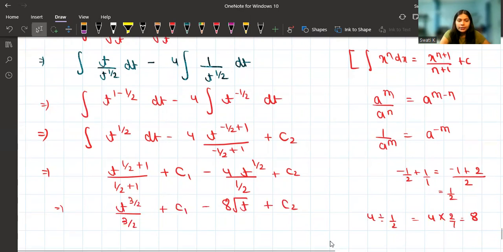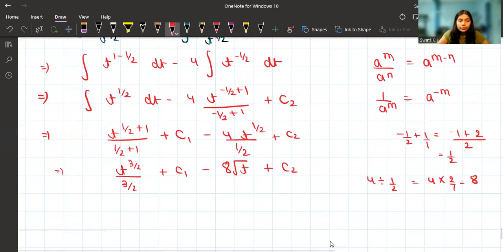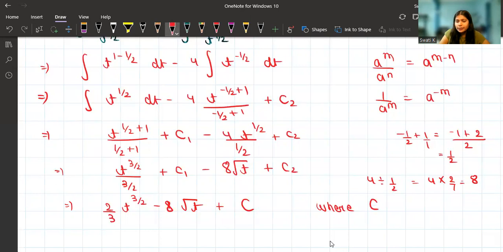Now I can write this as, this is 3 upon 2 in the denominator, so it will basically become 2 upon 3. And this is t raised to 3 upon 2 as it is, minus 8, and then root t. And then for this C1 plus C2, I'm just using one constant. So if you want, you can also write that capital C is nothing but small c1 plus small c2. And now you just need to substitute the value of t.